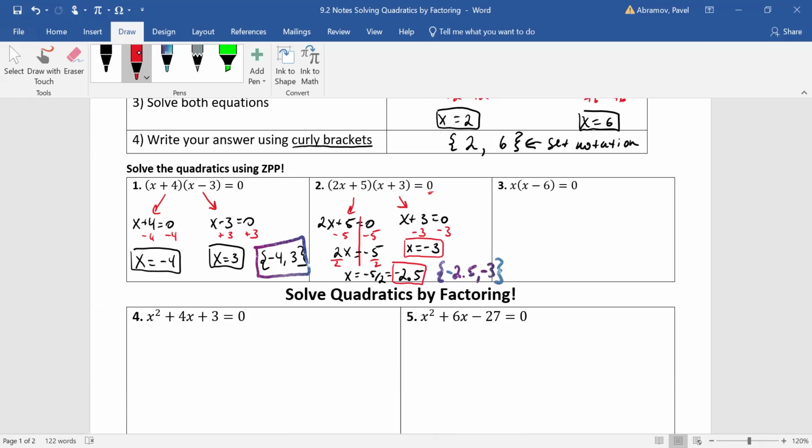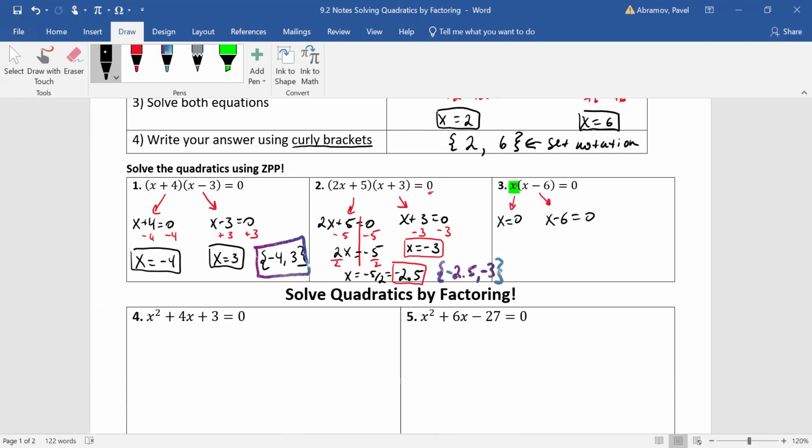Okay, last example, we have x times x minus 6. This one looks a little tricky because we don't have two sets of parentheses, but what we have to realize is that x is its own factor. So here, this is x times x minus 6. Therefore, we set each factor equal to 0, and it turns out that we'll have x equals 0. So x is its own factor, and then x minus 6 equal to 0.